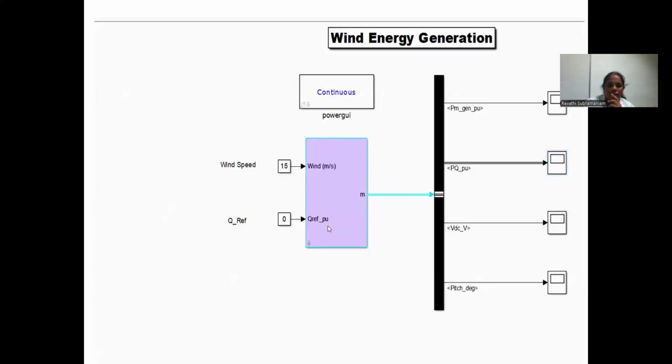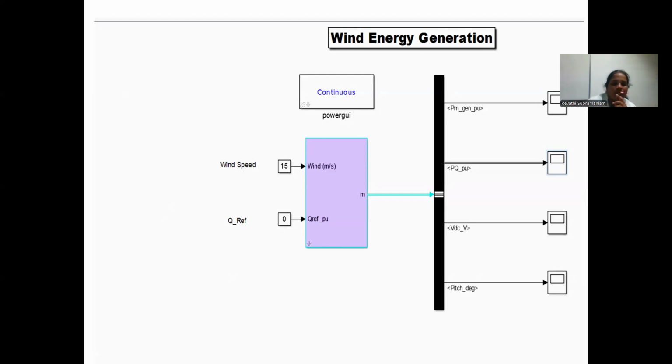Here is a wind energy system which is now available in the recent version as an inbuilt block. Here the wind speed in meters per second is given as input, and reactive power reference, which is initially 0, is given as input. And here I will be having a subsystem which will be seen in MATLAB.